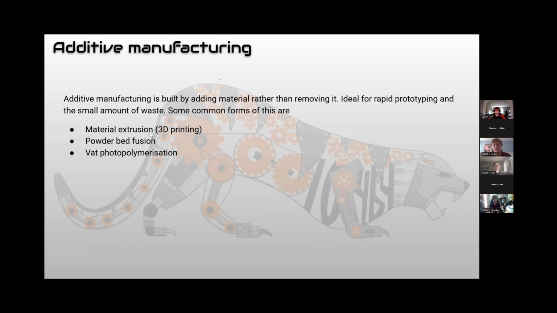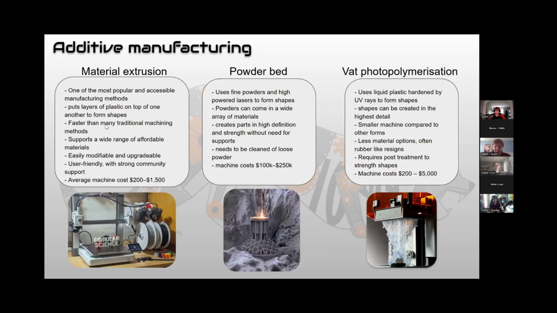And then the three main forms that we're going to go over today are material extrusion, which is commonly associated with 3D printing, powder bed fusion, and then vat photopolymerization. These are big words, but they're very simple in concept. So we're going to start with the most common one, material extrusion, or commonly known as 3D printing. It's super accessible and it's very common.